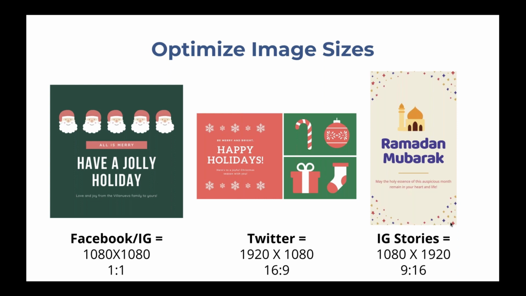On Twitter, the official image size, if you Google it, is 1024 by 512 or a 2:1 ratio. Twitter recommends this size, and even Canva creates all of their Twitter templates in this size, but we found that it actually gets cut off a bit on mobile. So we're recommending 1920 by 1080 instead, which is a 16 by 9 ratio. And I'll also show you an example of why we're saying that next.